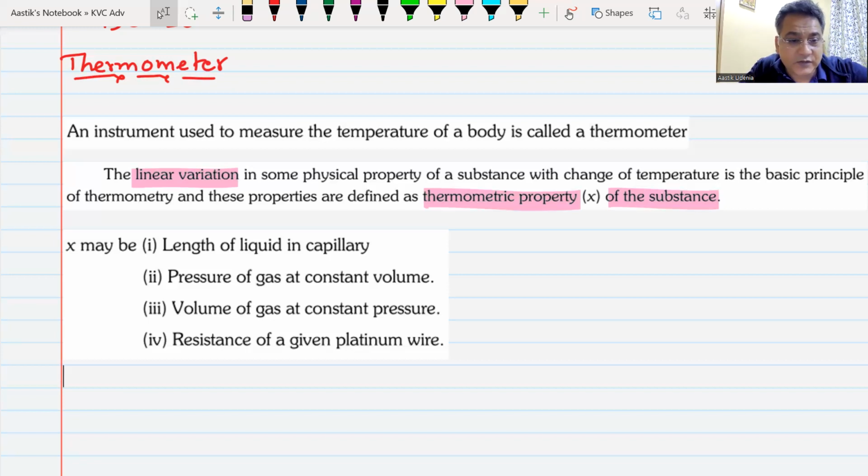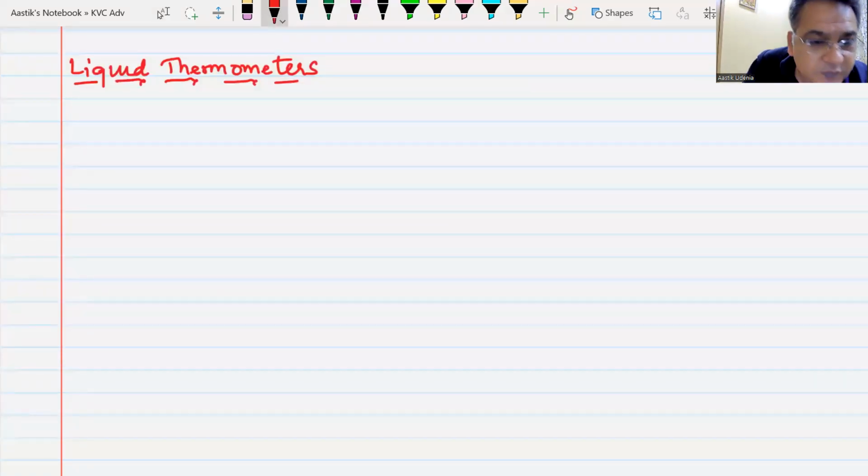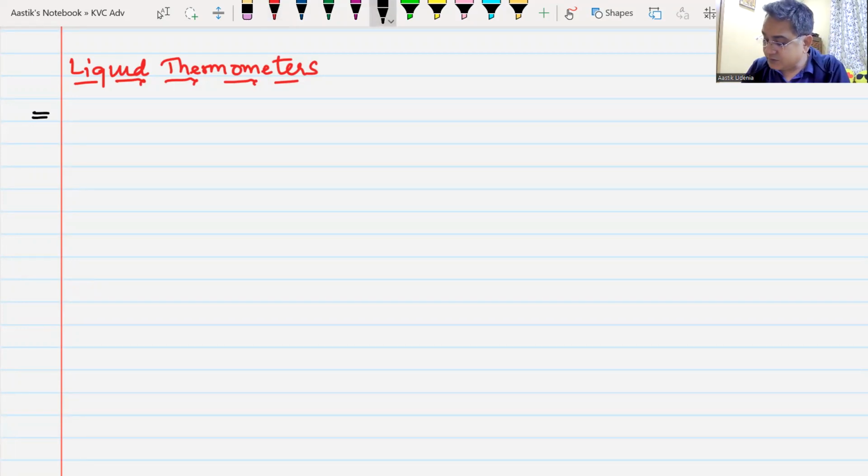Do we understand the meaning of liquid thermometer? Liquid thermometers are based on what? The property of change in the volume of the liquid. Now, liquid thermometers, they are based on the property of volume of liquid changing. Yes or no? Yes, sir.